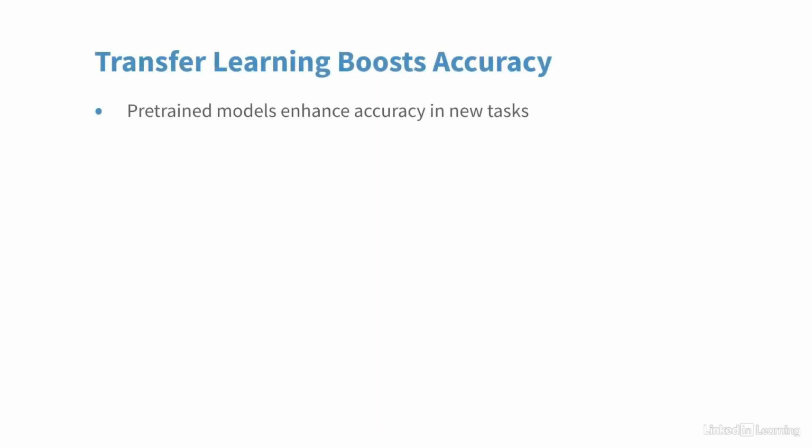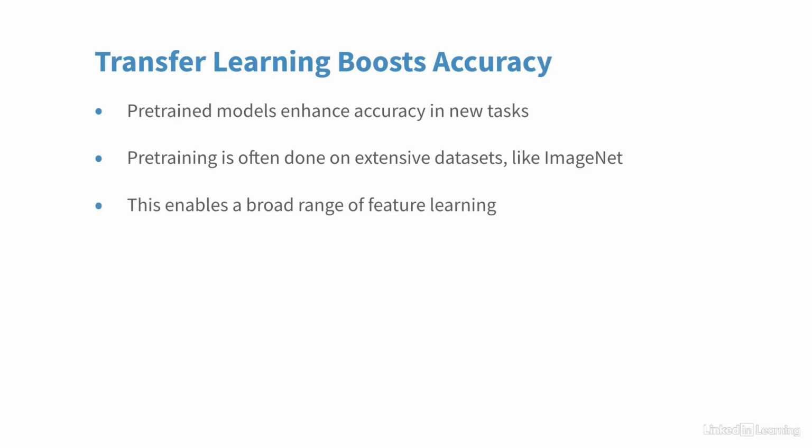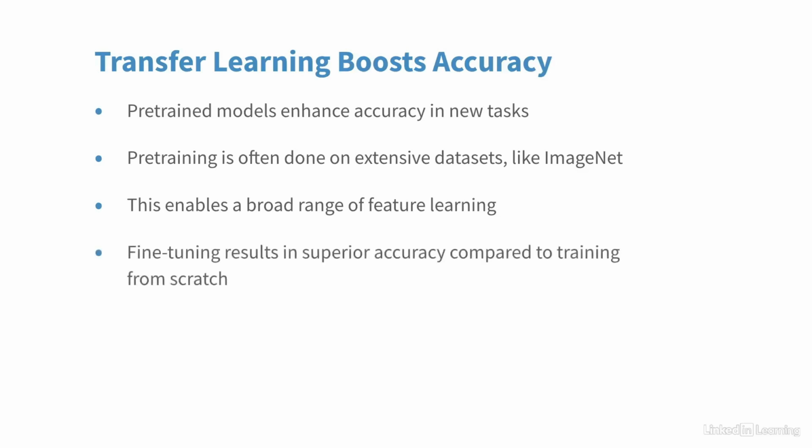Leveraging pre-trained models allows the new task to benefit from the knowledge gained during the pre-training process. Many pre-trained models have been trained on the ImageNet dataset, which enables them to learn a range of features. Using this knowledge, the fine-tuned model can achieve better accuracy and performance compared to a model trained from scratch on a smaller dataset.